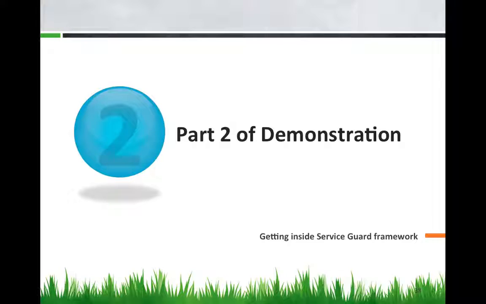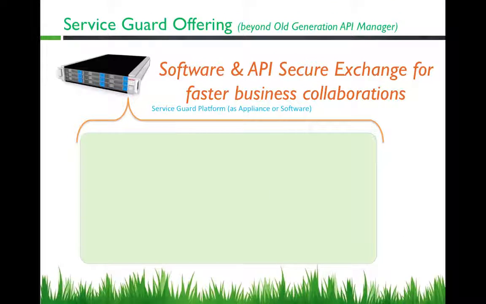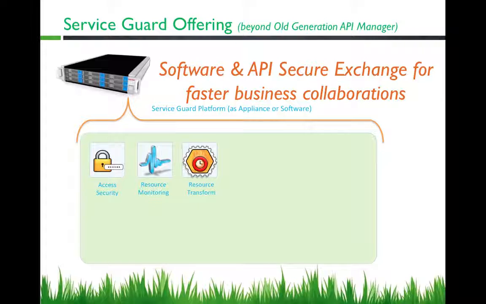We are going to go through part 2 of the demonstration, and just a quick recap on ServiceGuard. As you can see, it's something which is above and beyond the old generation API managers. So the first thing is access security. As we saw, we can do quite a bit of security in terms of IP, throttling, TPS, TPD, date time, certificate based, token based, WS security, all these kind of things. Then we also do resource monitoring to ensure that the continuum of business is maintained with regards to the partner servers as well as our internal legacy sources that you are exposing.